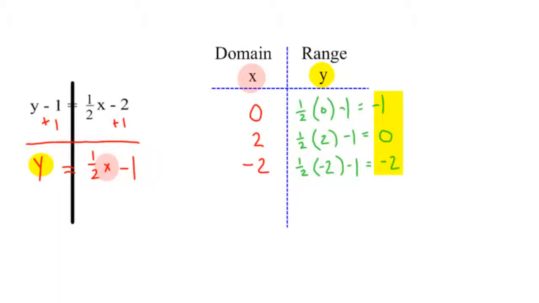So now all you have to do is rewrite them into coordinates to make them less confusing. My first coordinate is 0, negative 1. My second coordinate is 2, 0. And my third coordinate is negative 2, negative 2.